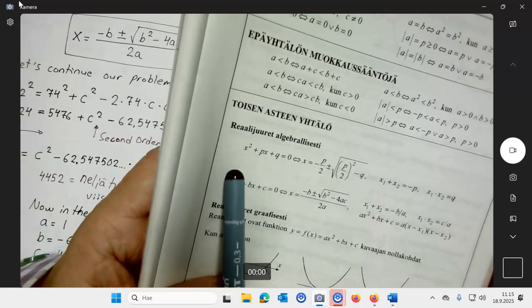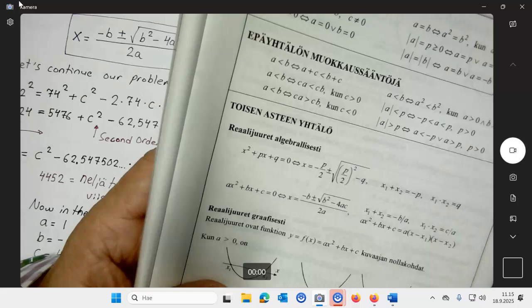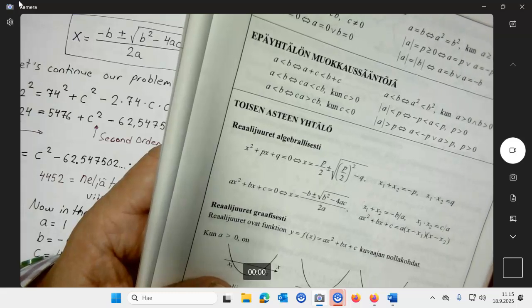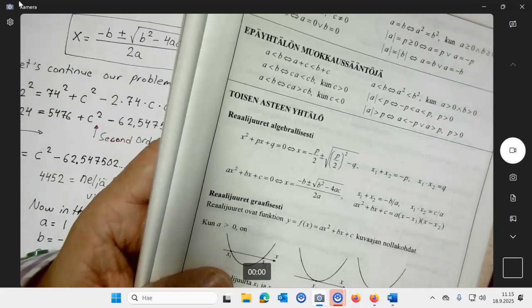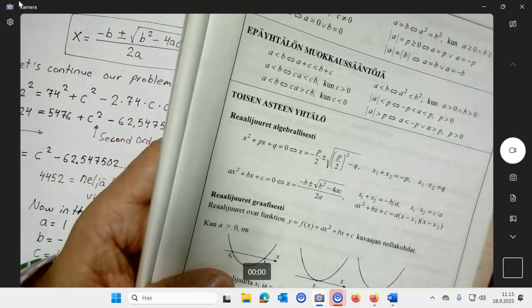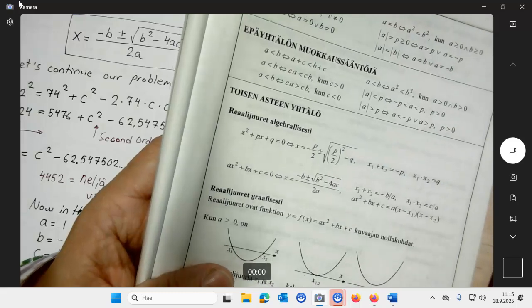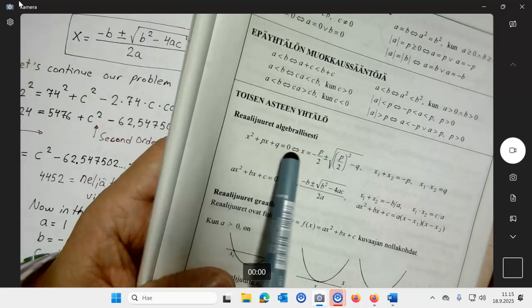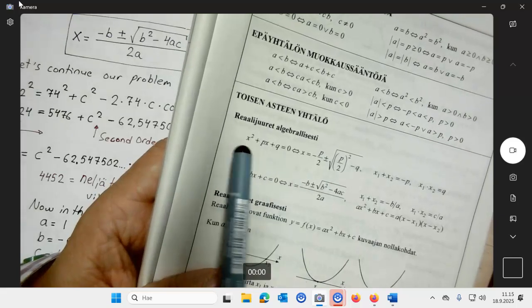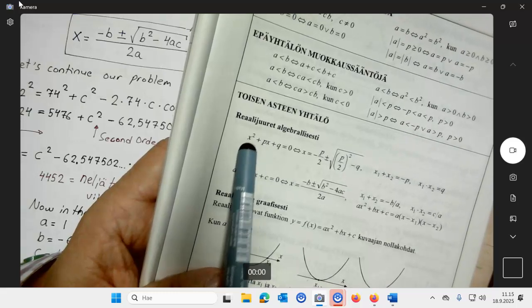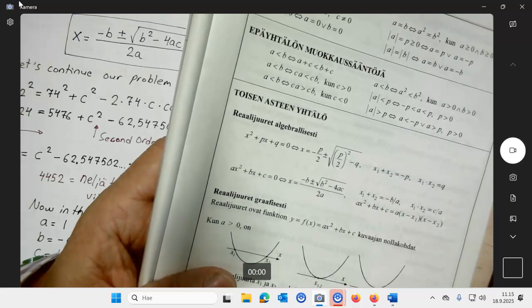I think this is some kind of old-fashioned rule, because mostly this is useful in cases where you have to manage without a calculator, especially without a modern calculator. So many times it was important to get the equation in this form, so there would be no factors in front of this x squared.